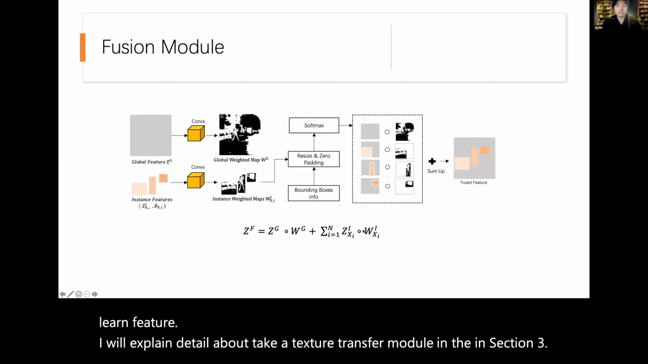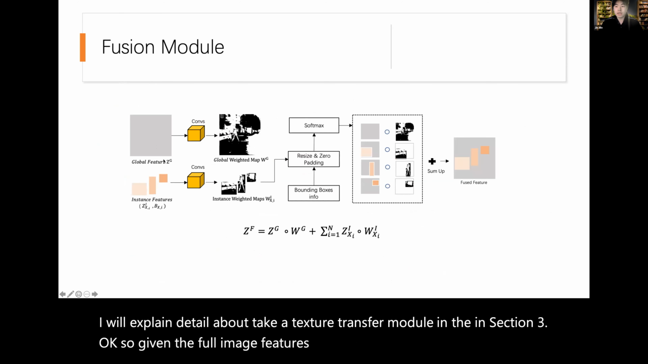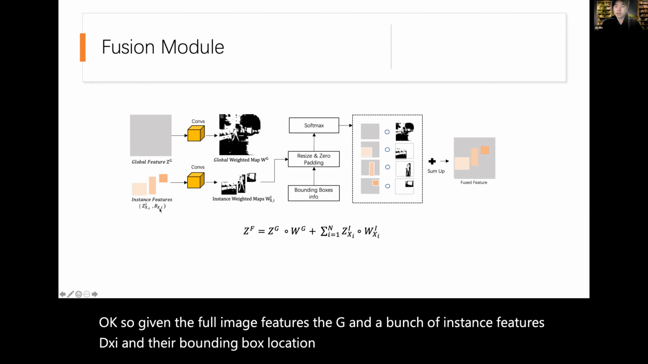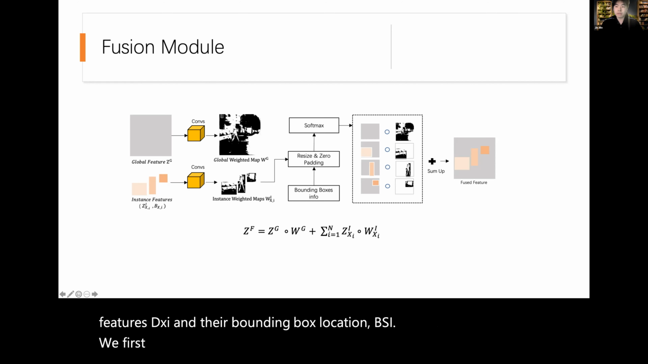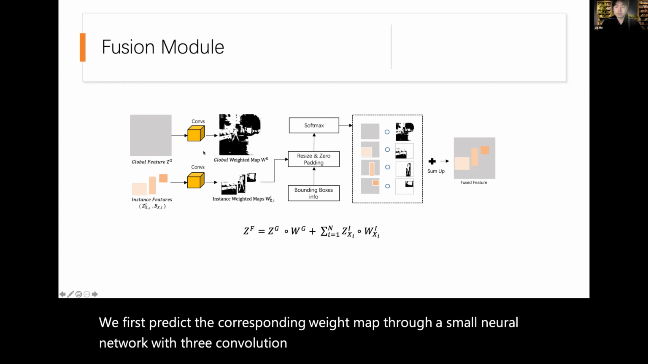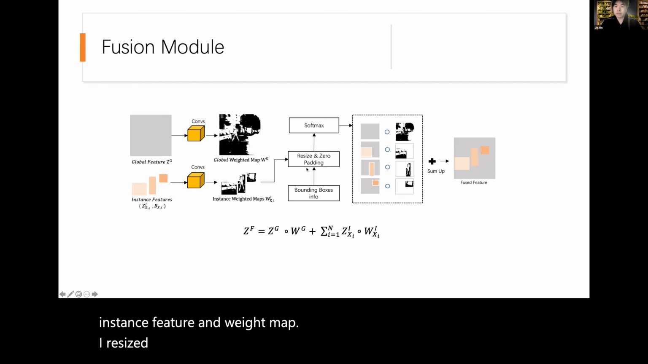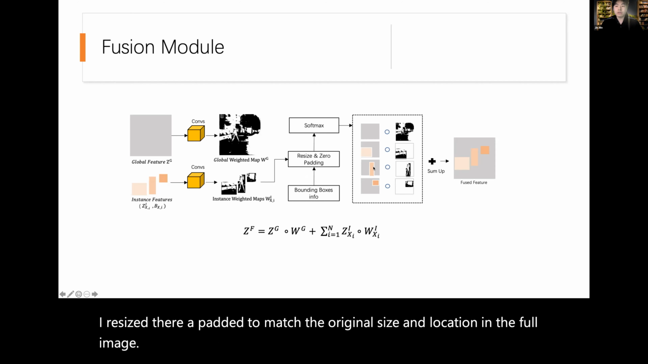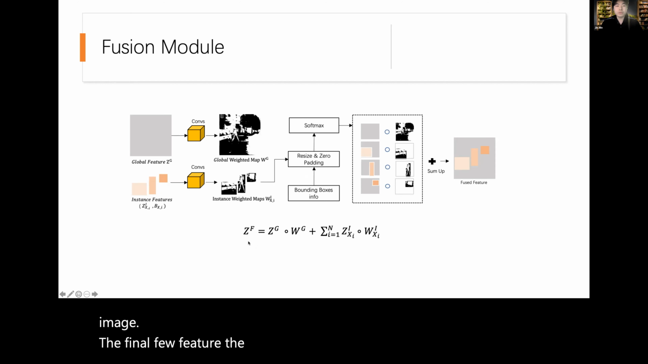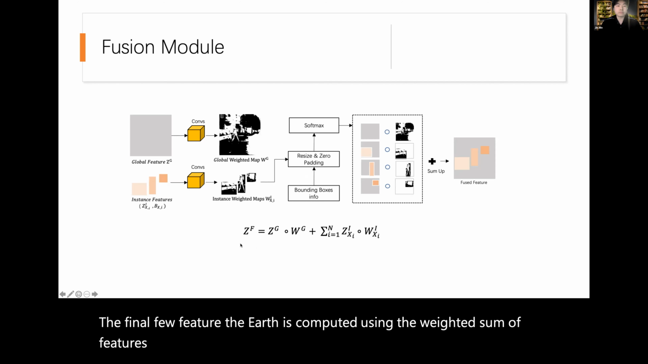Given the full image feature ZG and a bunch of instance features ZXI and their bounding box locations BXI, we first predict the corresponding weight map through a small neural network with three convolution layers. Based on the detected locations, both instance feature and weight map are resized and zero padded to match the original size and location in the full image. The final fused feature, ZF, is computed using the weighted sum of features as shown in the equation here.